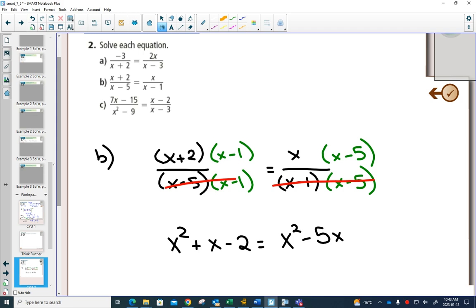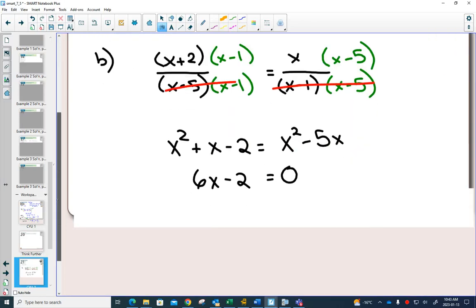I'm going to move everything over, because I see quadratic, so I think I want to make everything equal to 0. So I move everything over to this side, which gives me 6x minus 2. And then I'm like, oh, my x squared went away. So now what kind of equation is it? It's just a regular linear equation. It's just an x. How do you solve those? You just get x by itself. So I would add 2 to both sides, then divide by 6. That simplifies to 1/3.